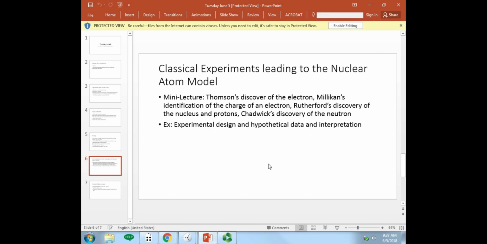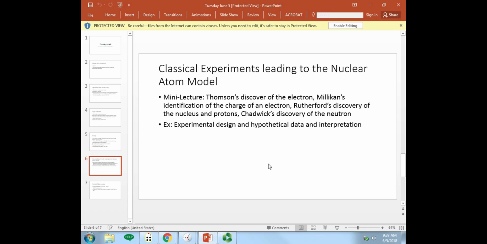And they took a cathode ray tube, which is just an evacuated glass tube that has electrodes, basically. So like a positive plate and a negative plate. So we'll just think of it as an empty glass tube. And it had positive at one end and negative at the other end. We're going to simplify it a little bit.